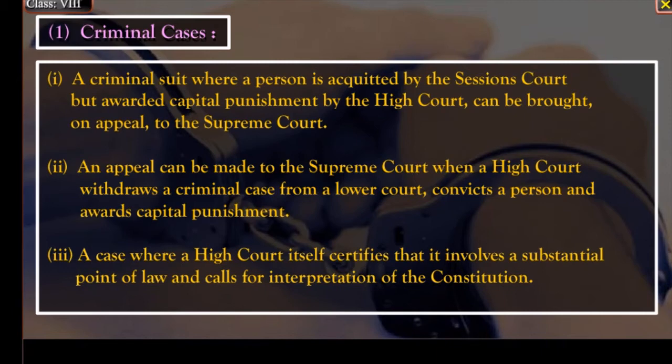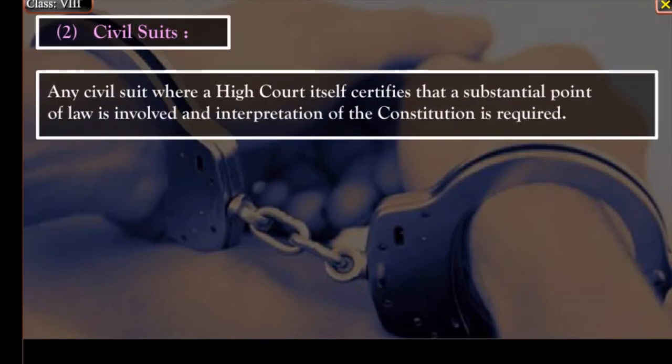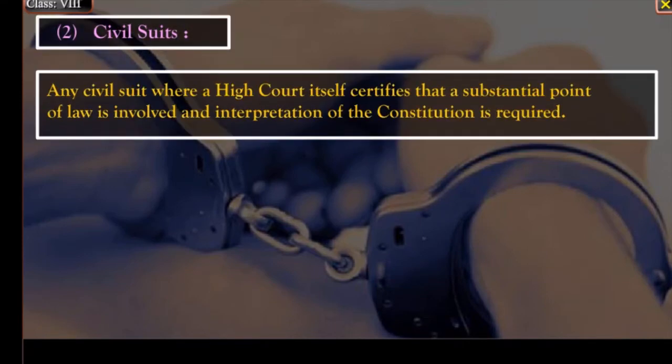A case where a High Court itself certifies that it involves a substantial point of law and calls for interpretation of the Constitution. Civil suits. Any civil suit where a High Court itself certifies that a substantial point of law is involved and interpretation of the Constitution is required.